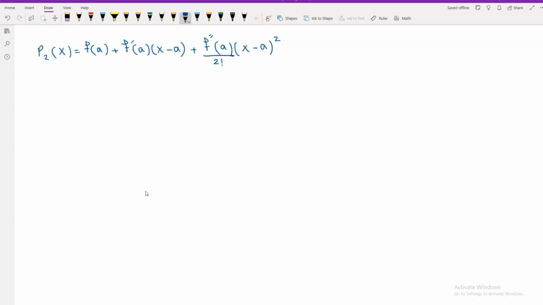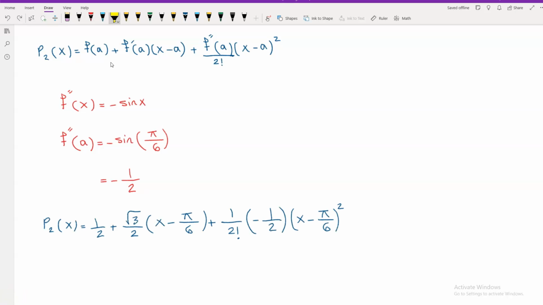Now finding the Taylor polynomial of order 2. So the first step here is finding the second derivative. The first derivative was equal to cosine x, so the second derivative is equal to negative sine x. Then finding the second derivative at x equal to a. So this is equal to negative sine pi over 6, and that is equal to negative 1 over 2.